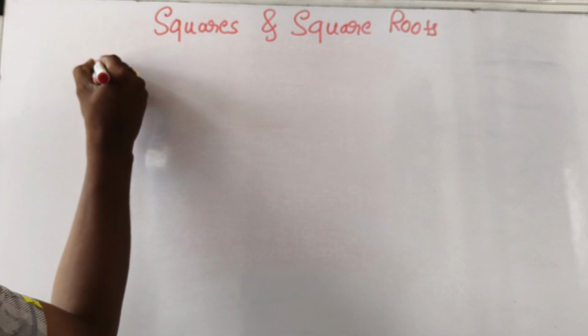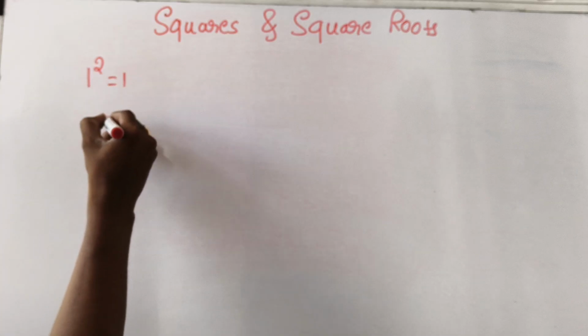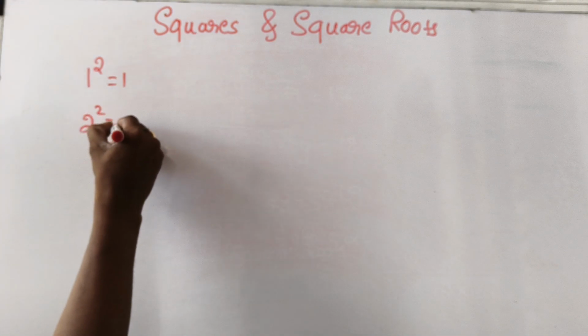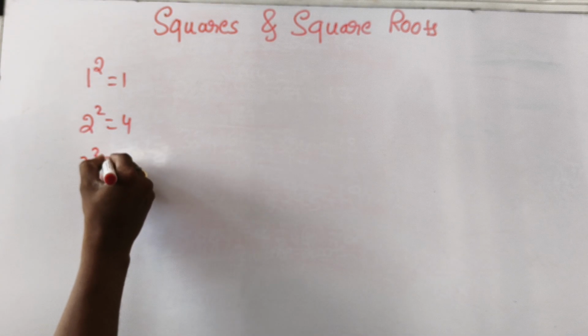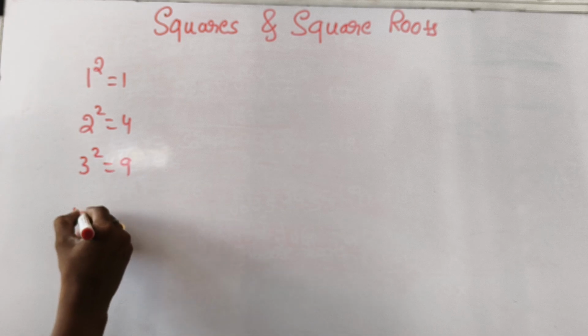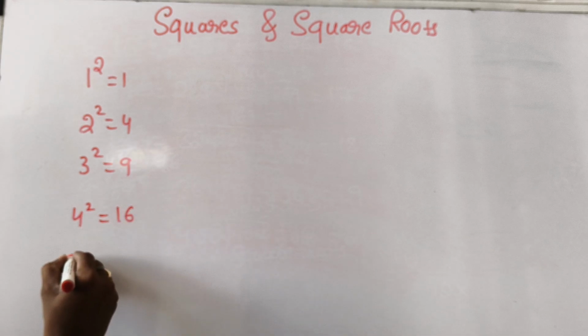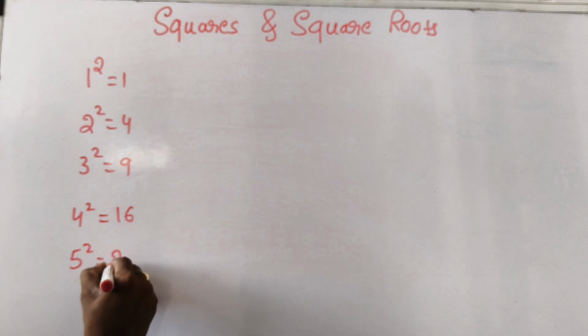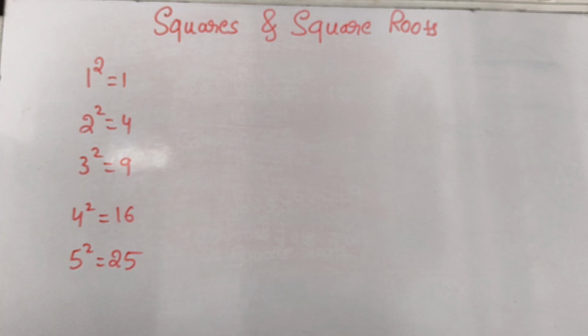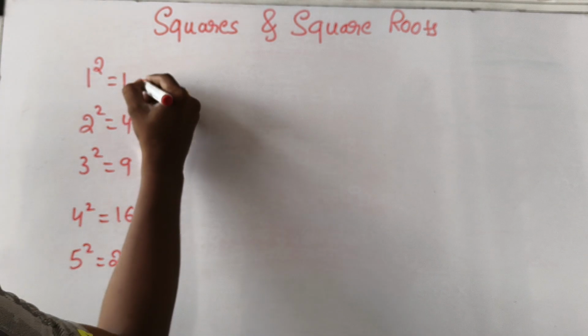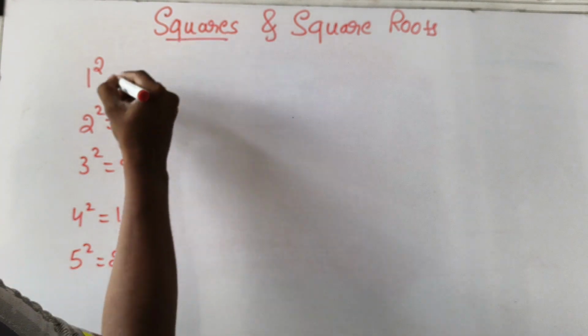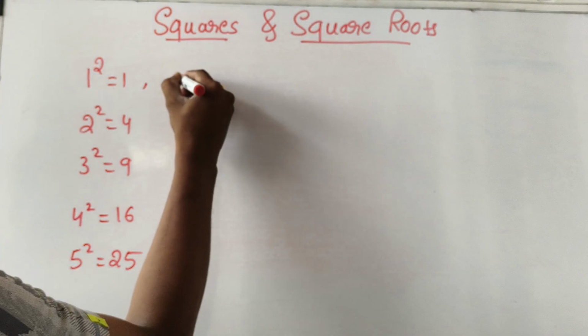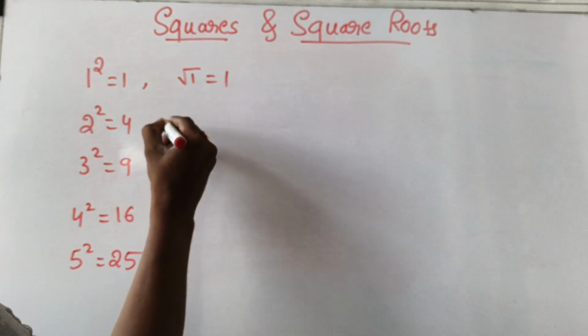Let us write 1 square is equal to 1, 2 square is equal to 4, 3 square is equal to 9, 4 square is equal to 16, 5 square is equal to 25. These are the square numbers. If you take the square root, what happens here? Let us write the square root of the square numbers.